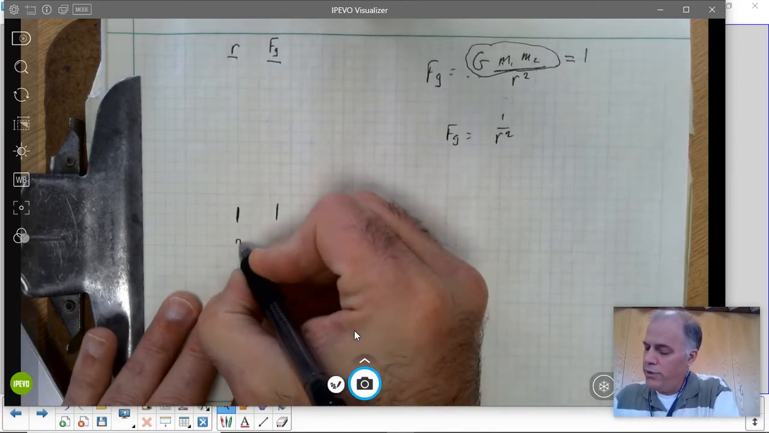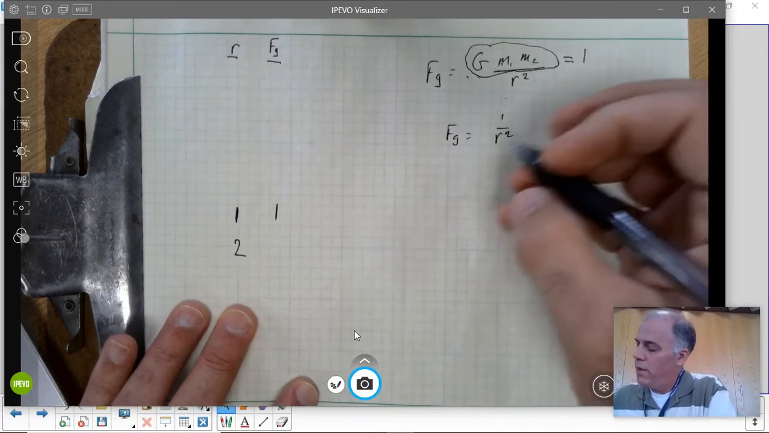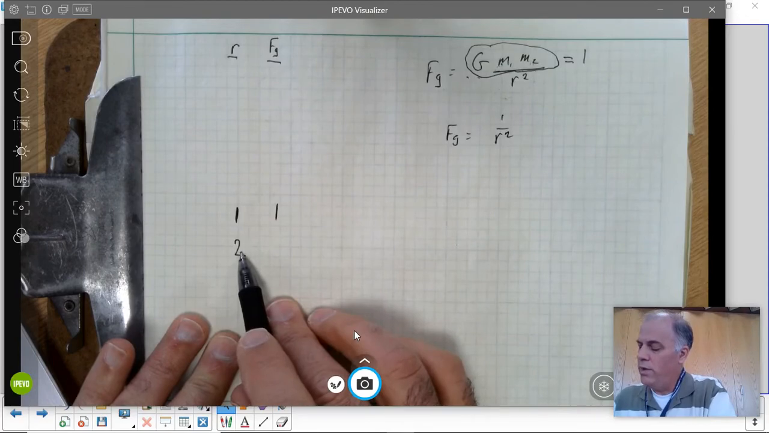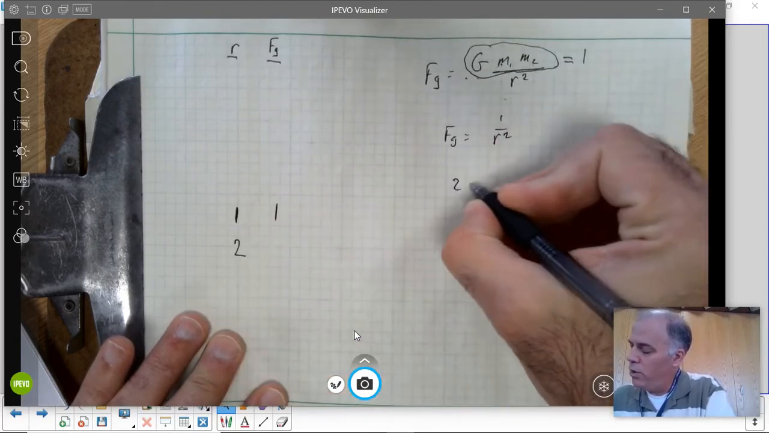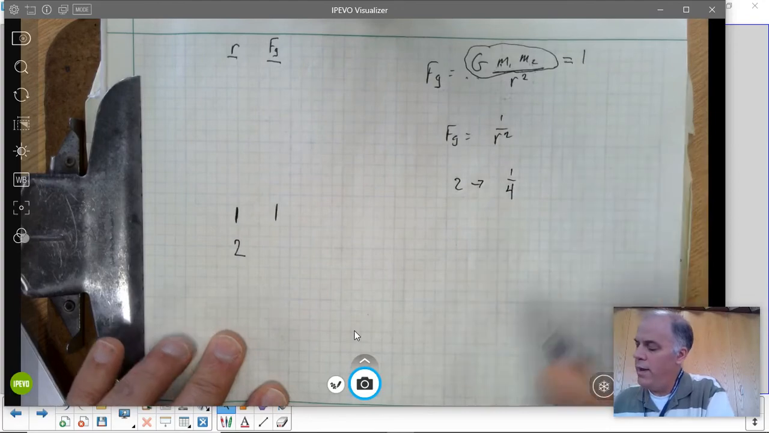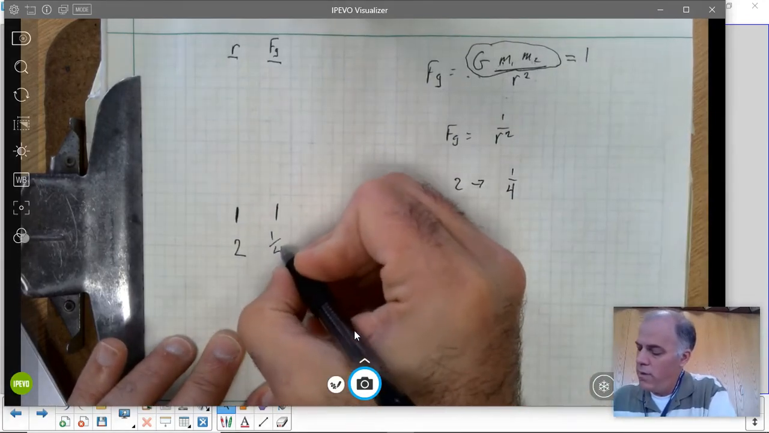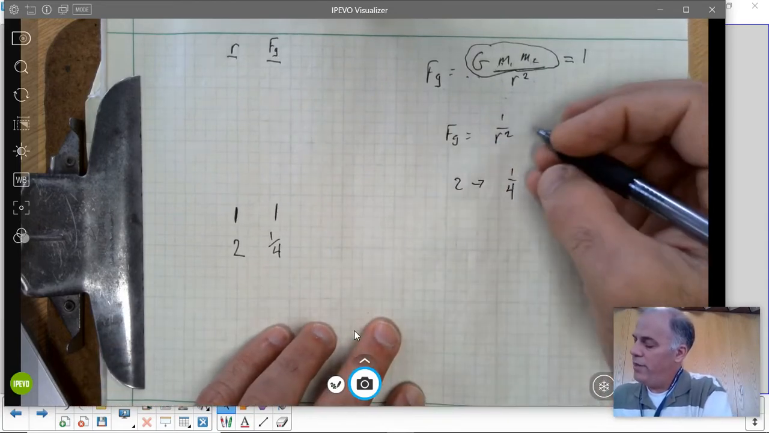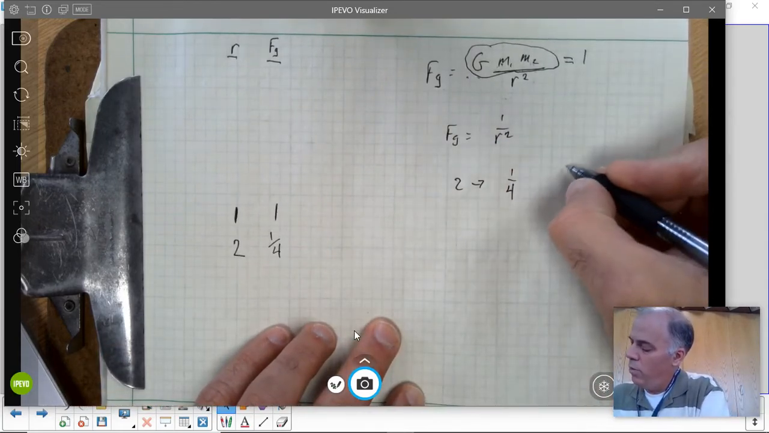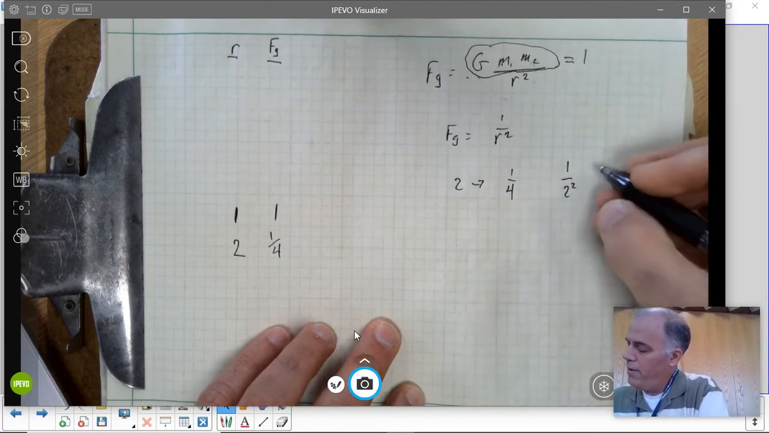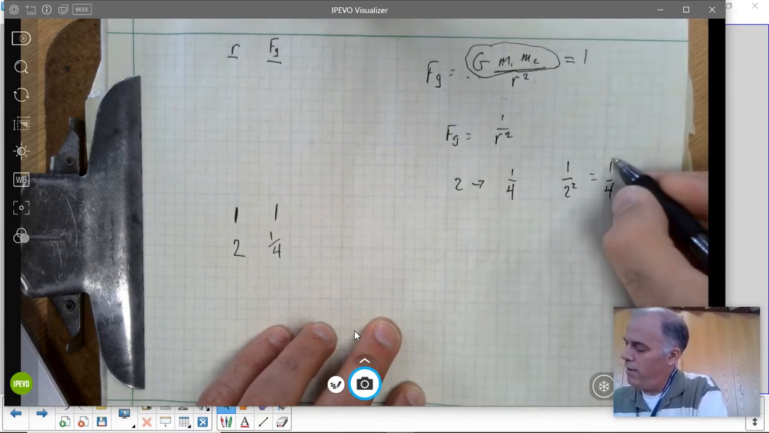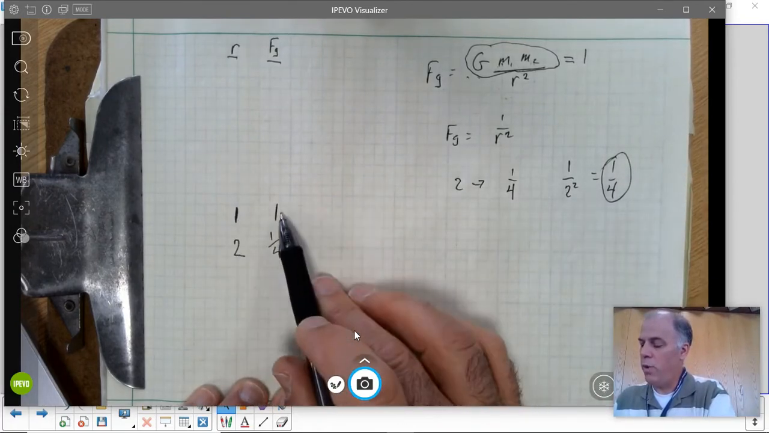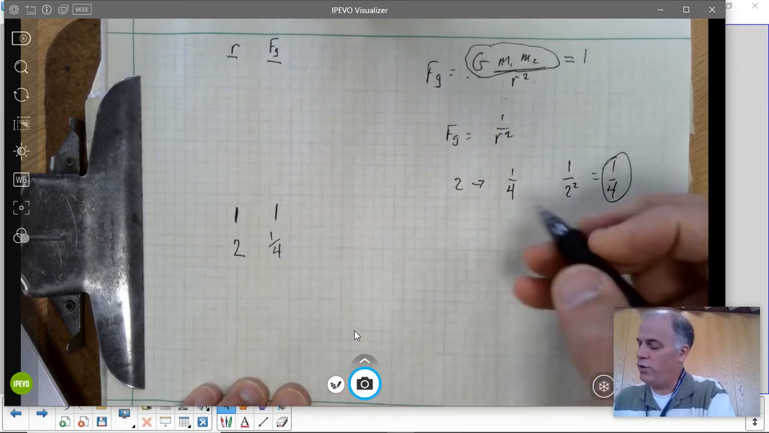Now, if we double the distance, we're going to square the 2 and flip it upside down. So 2 is going to go to 1/4. In other words, twice the distance is 1/4 the force. The way we get this is by saying 1 over 2 squared, which equals 1 over 4. So that's what it is. If we double the distance, if we change the distance from 1 to 2, the force goes from 1 to 1/4. That's the inverse square relationship.